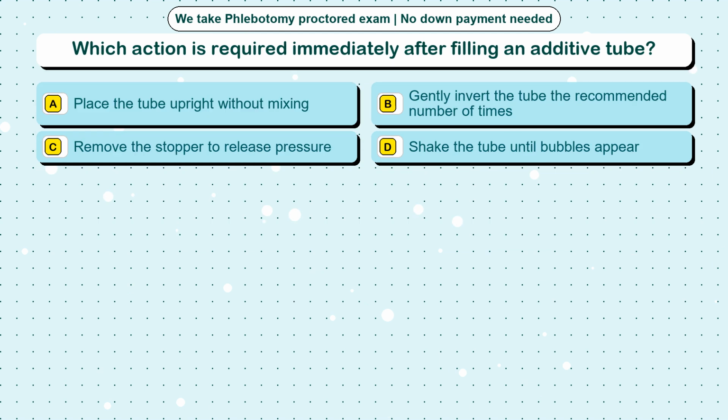Question 10. Which action is required immediately after filling an additive tube? Option A. Place the tube upright without mixing. Option B. Gently invert the tube the recommended number of times. Option C. Remove the stopper to release pressure. Option D. Shake the tube until bubbles appear.